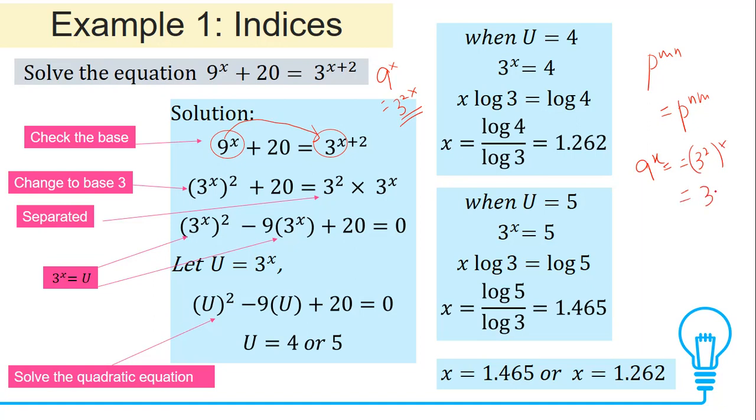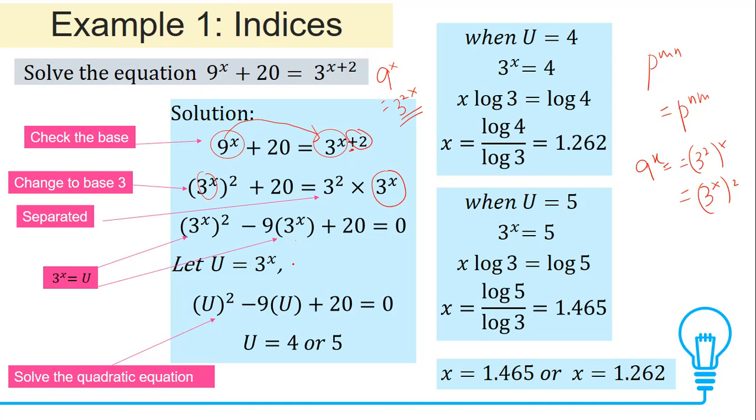So I can still write it as (3^x) to the power of 2, plus 2·3^x. Since this is a plus, the 2 I send out, so now this is 3² multiplied by 3^x. So now we have the similar base, 3^x. Okay, so we let u equal 3^x, so this one changes to u.